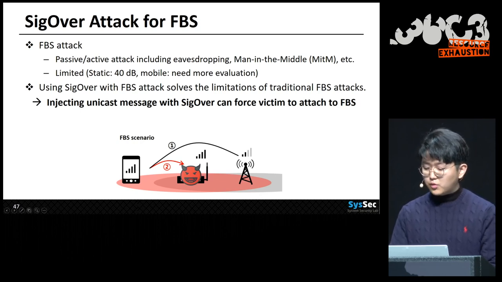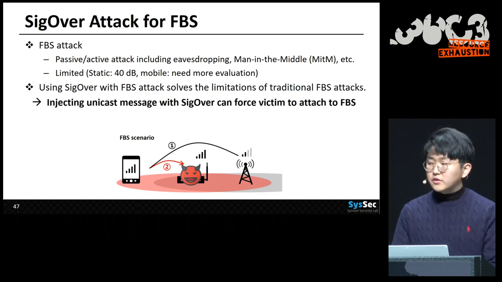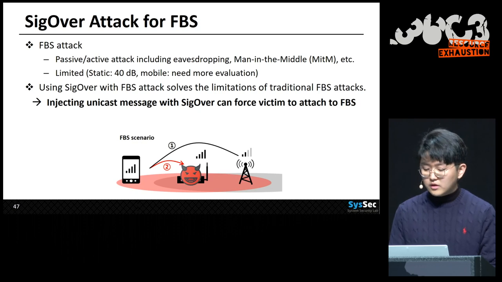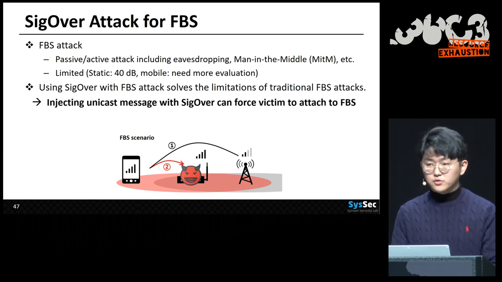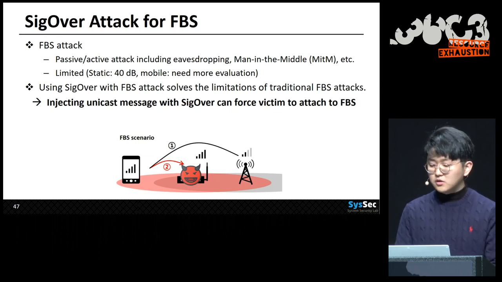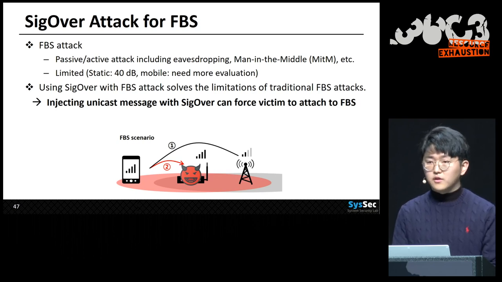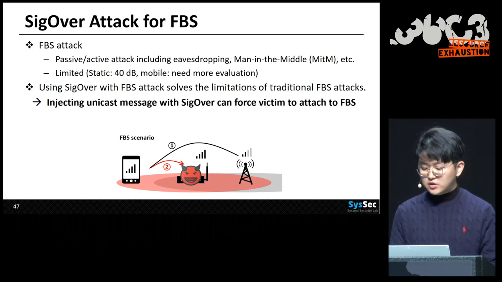But actually, these attacks are quite limited in use. These attacks all assume that the victim is already connected to the fake base station. But in a static situation, in order for a UE to pass over to the fake base station, the fake base station signal must be about 40 dB, or 10,000 times, larger than the commercial one. This is because the fake base station needs to break the current connection between the victim UE and the legitimate base station. Operating a fake base station with a strong signal requires a lot of resources and increases the chance of being detected. However, SigOver can solve these limitations.